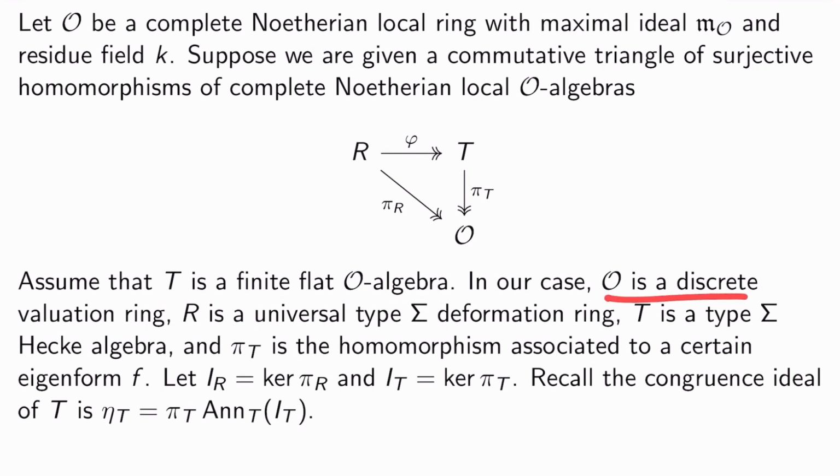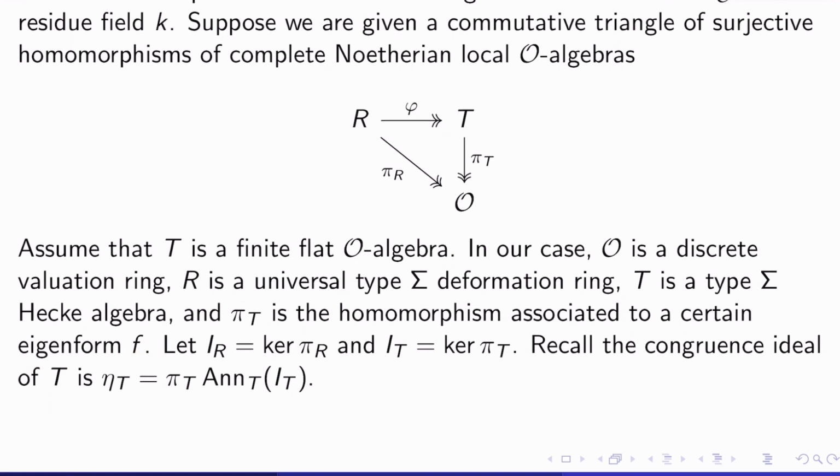In our case, O is a discrete valuation ring. R is, of course, our universal type sigma deformation ring. T is kind of our universal type sigma Hecke algebra. And pi sub T is the homomorphism associated to a certain eigenform F, as discussed throughout this chapter. We also recall the notation, let I sub R equal the kernel of this map pi sub R, let I sub T be the kernel of this map pi sub T, and recall that the congruence ideal of T, which we called eta sub T, is pi sub T of the annihilator of I sub T. So you're annihilating the kernel and taking the image.